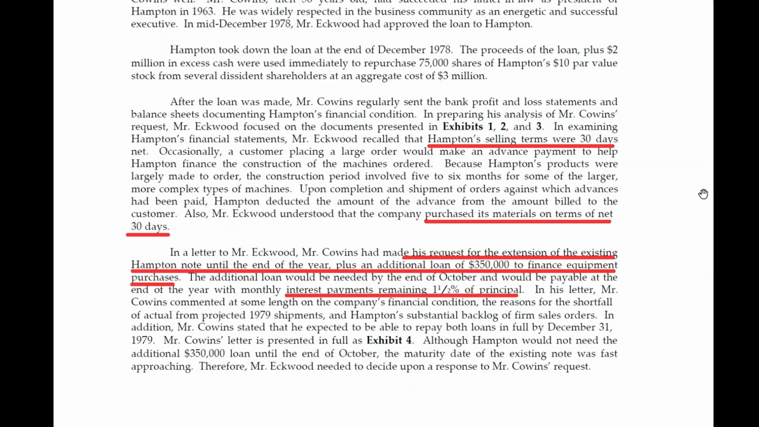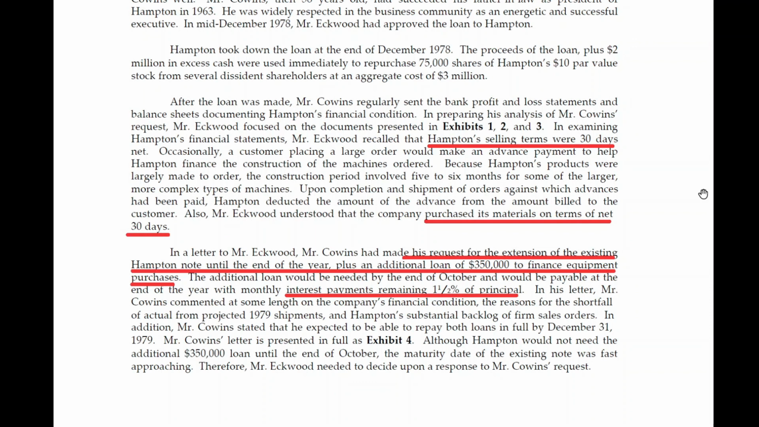Let's look at additional information in the third and the fourth paragraphs. In the third paragraph, the case specifies that the company's credit terms to the customers are 30 days. So the company provides 30-day credit to its customers. From the supplier side, the company purchases material from suppliers, and the suppliers give the company 30 days credit as well.